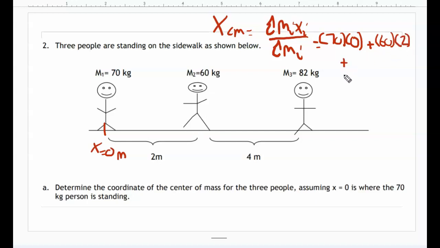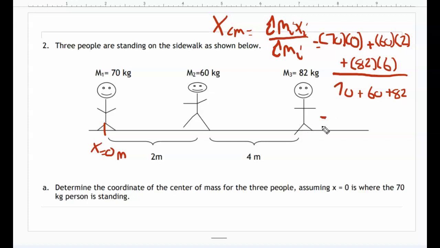Then I'm going to add one more term. I have m3 times x3. m3 is mass 3, which is 82 kilograms, and x3 represents how far from the origin this third mass is, which in this case is 2 and then 4 meters from the origin, so that is a total of 6. So I have three terms being added together. On the bottom, I have the sum of mi, which basically means, again, add up all the masses. And so that's going to be divided by 70 plus 60 plus 82.